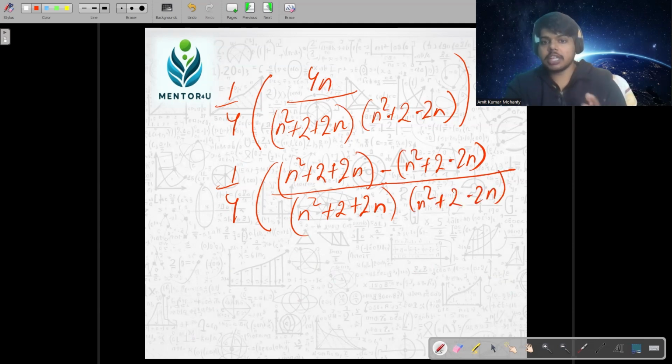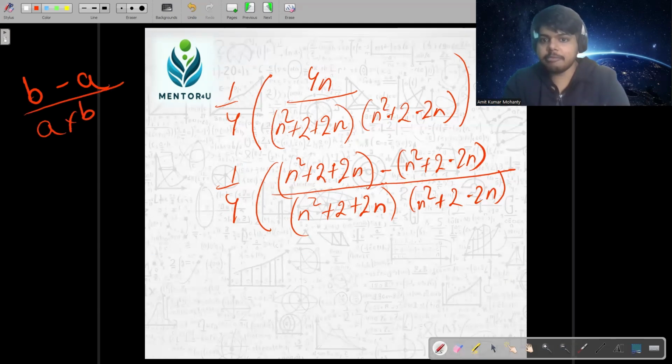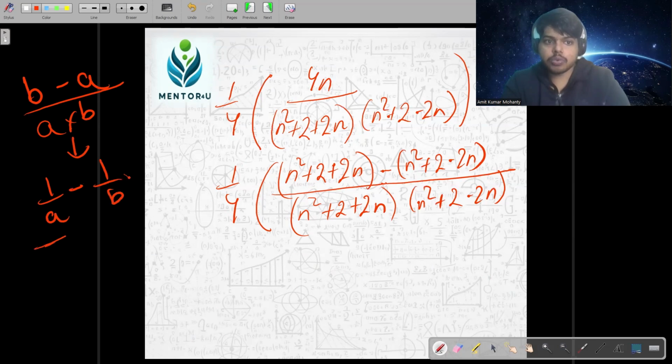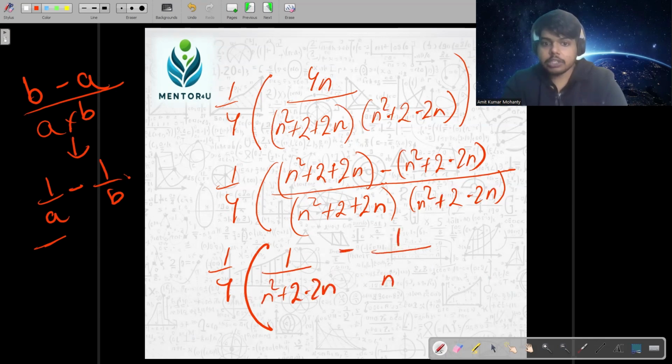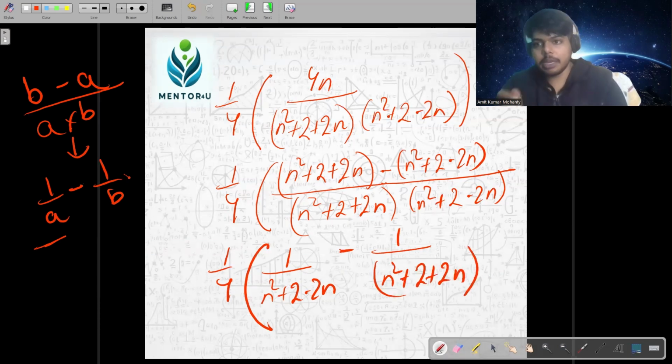Now, in this particular situation, you can see if I solve this, it will come out as 4n. So I have written it that way. So it is how much? B minus A by A into B. This is the same format that I have written there. Now, if I solve it out and update it, how will it look? It will look something like 1 by A minus 1 by B. So if I update the value, it will look something like 1 by 4 into n square plus 2n. This particular term will get cancelled with this, and I am remaining with n square plus 2 minus 2n, subtracted by 1 by n square plus 2 plus 2n. Clear? This is the value that I am remaining with.